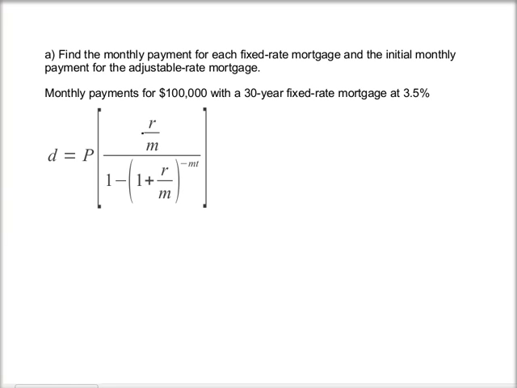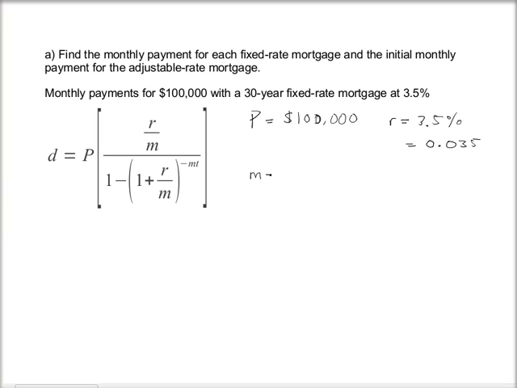So I've got my formula for loan payments here. I need to figure out what my P, R, M, and T are in this case. P is my loan amount, which is $100,000. R is the interest rate, which is 3.5%, and if I convert that to decimal form, that's going to be 0.035.